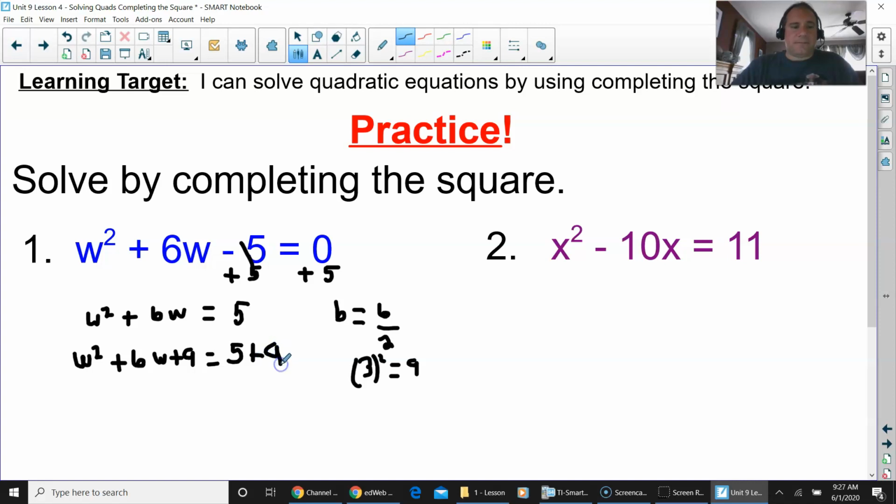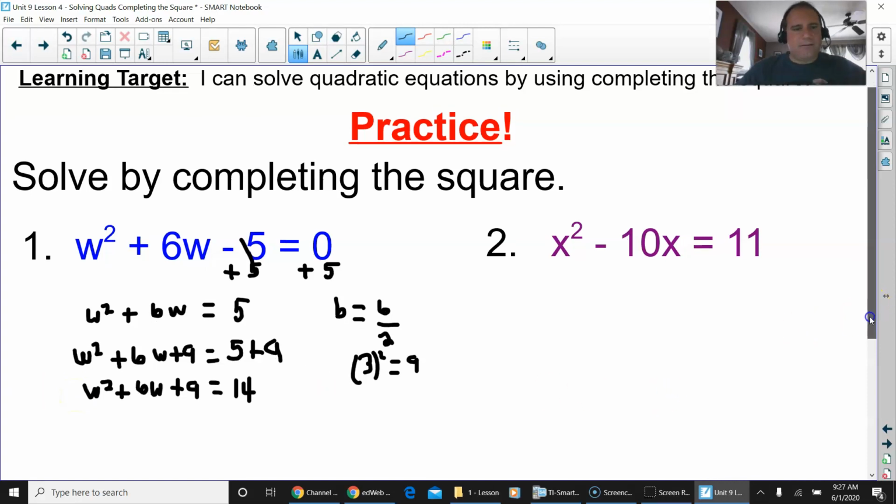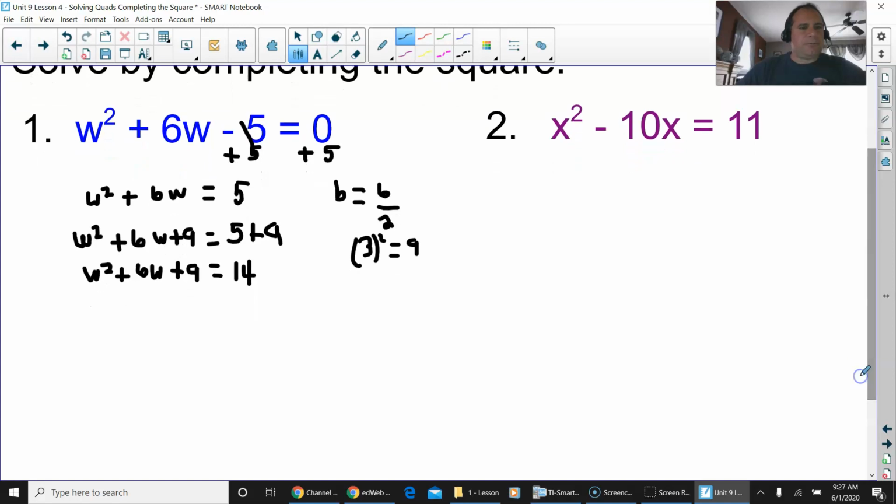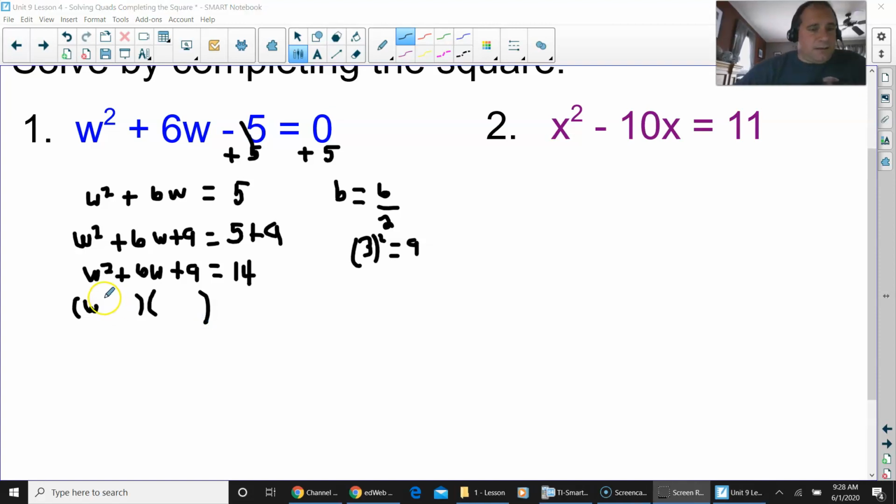5 plus 9. So this is what you have: w squared plus 6w plus 9 equals 14, because you have to add that 9 on both sides once you square it. So now you're going to look for factors that multiply to 9 and that add to 6. Since this is all positive, guess what? 3 and 3. That works just fine. Still equal to 14.